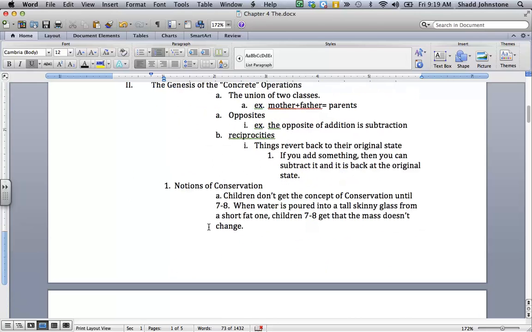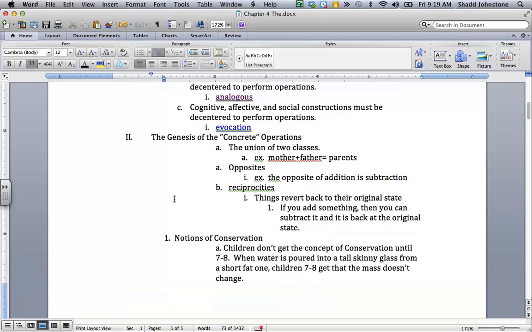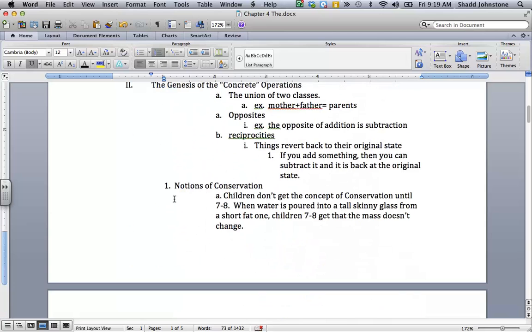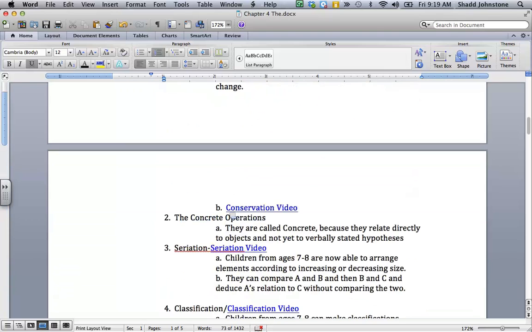There's also notions of conservation. It really helped me to watch the videos, and the assignment to put up a video and then watch other people's videos really helped me understand these concepts. But I still did make some hyperlinks between that and these videos.